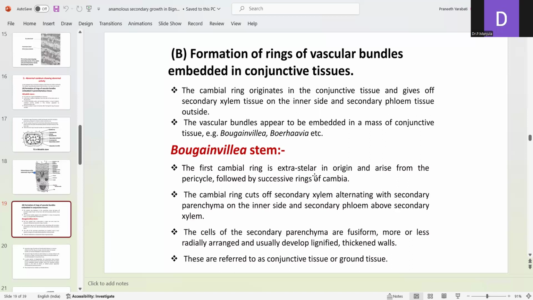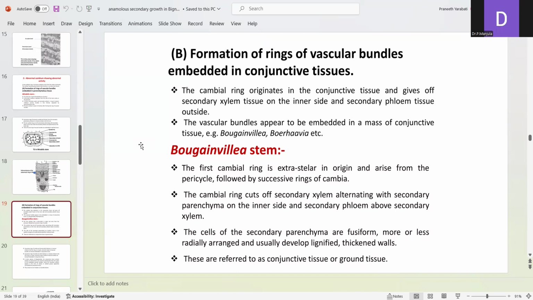So here the first cambial ring is extrastellar in origin and arises from the pericycle, followed by successive rings of cambia. The cambial ring is developed from the extrastellar region, that is, other than the stellar region, outside the stellar region, that is, from the pericycle here.